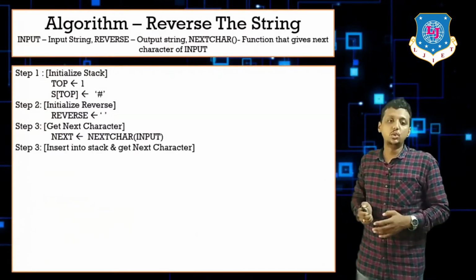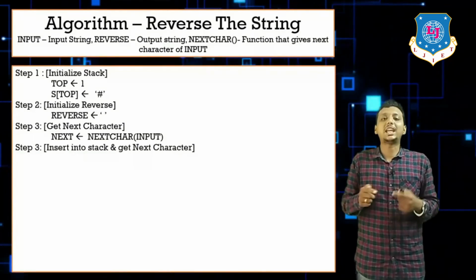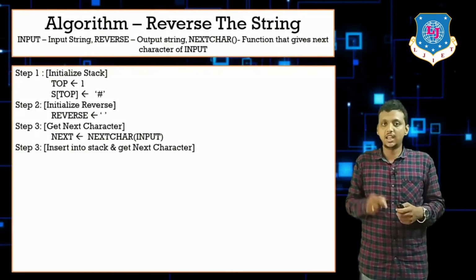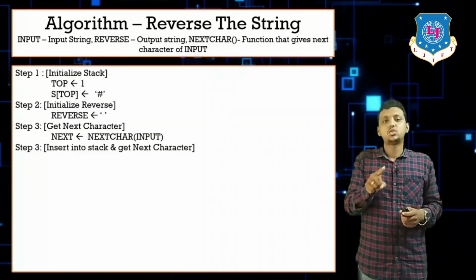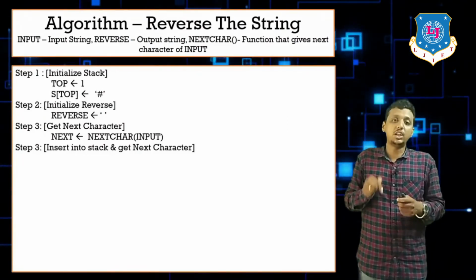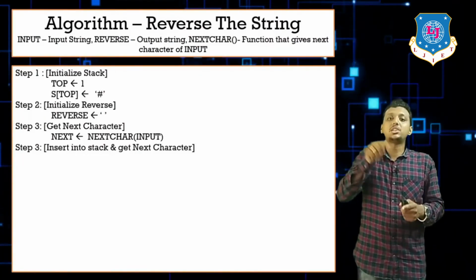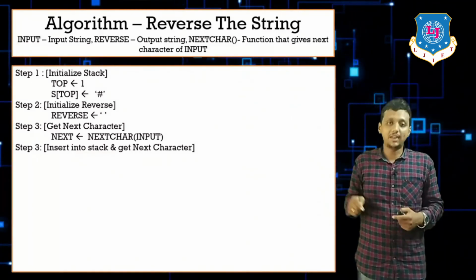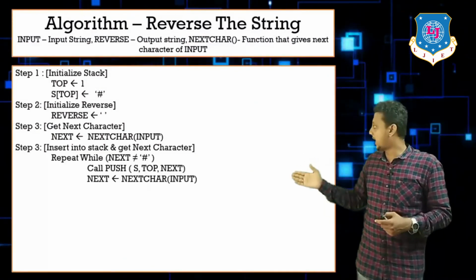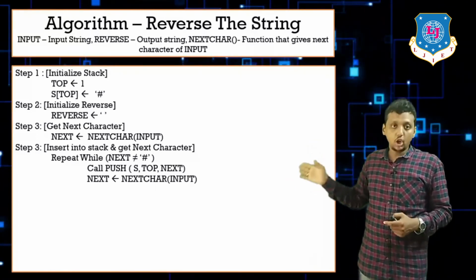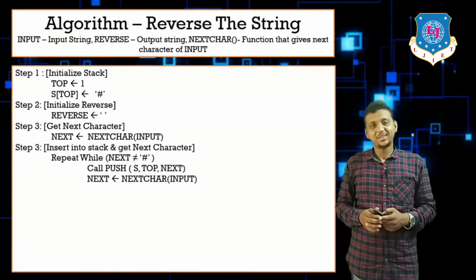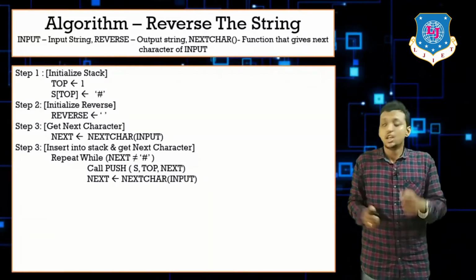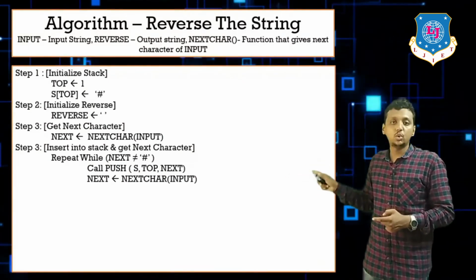Okay, so what to do next? Insert into the stack and get the next character value. We already got the one value. So what is our duty now? Our duty is to push this value into the stack and again go back to take another value. So here, students, repeat while your next is not equal to hash. Fine, that's why I put hash over there.